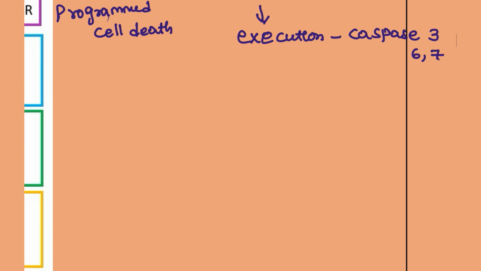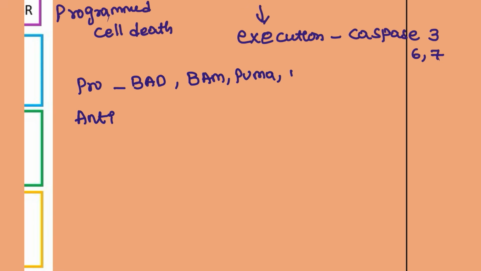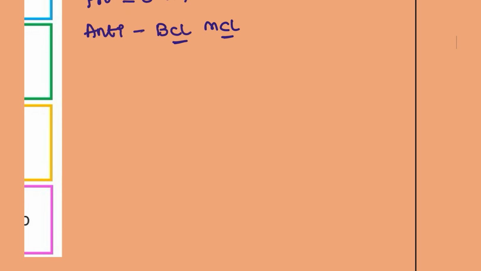This is the apoptosis, and in apoptosis we also have pro-apoptotic and anti-apoptotic proteins. Pro-apoptotic proteins in our body tell the cell to create more and more apoptosis. For example, BAD, BAM, PUMA, NOXA will be pro-apoptotic. Anti-apoptotic are the BCL, MCL, whichever ends with L, that you can remember as anti-apoptotic, which will decrease the apoptosis in the body.